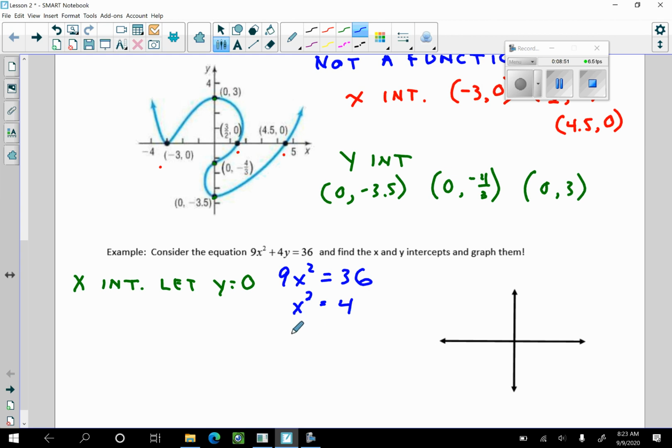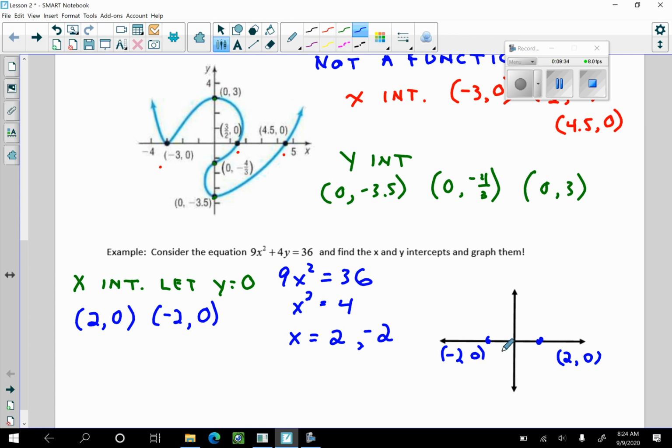What squared is 4? X is equal to 2. Correct? Or -2. So here's my x-intercepts. 2, 0. And -2, 0. So those are going to be symmetric. So we're going to plot those bad boys right there. This guy here is going to be 2, 0. And this rascal here is going to be -2, 0.